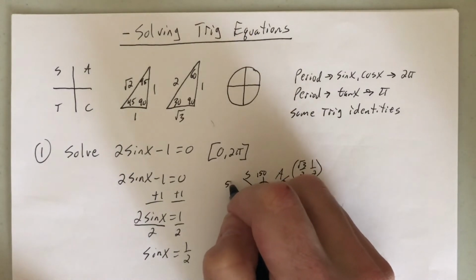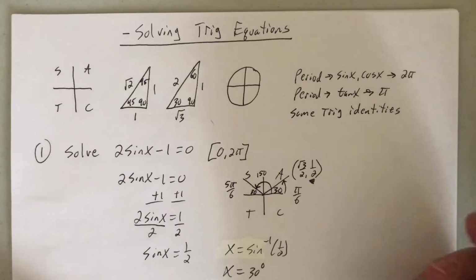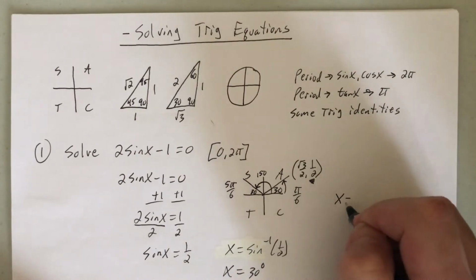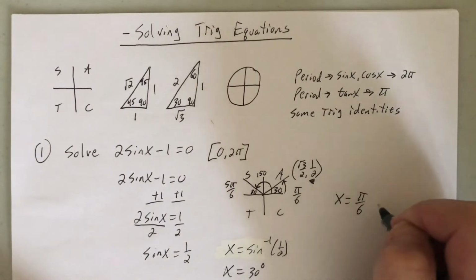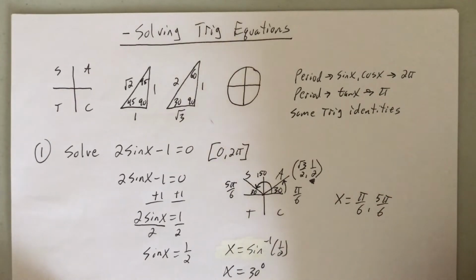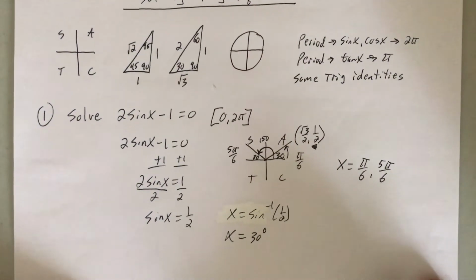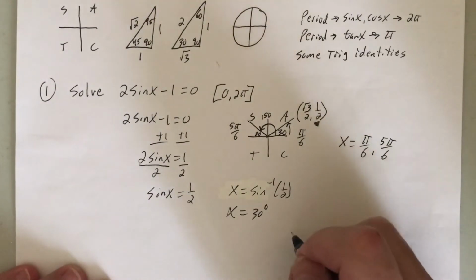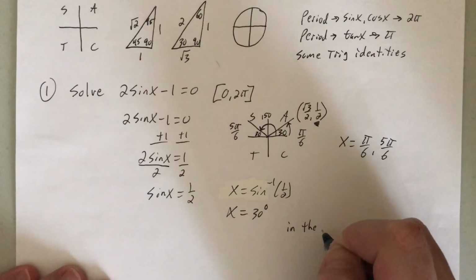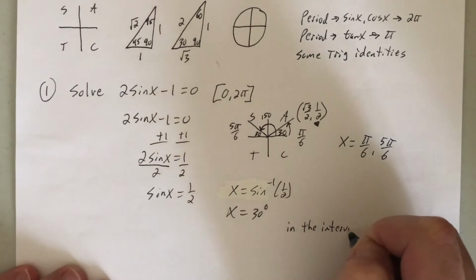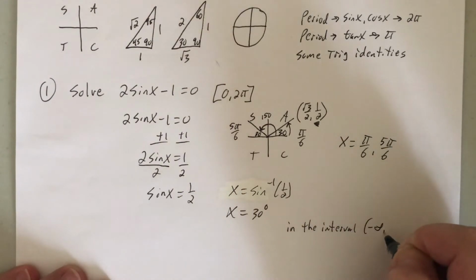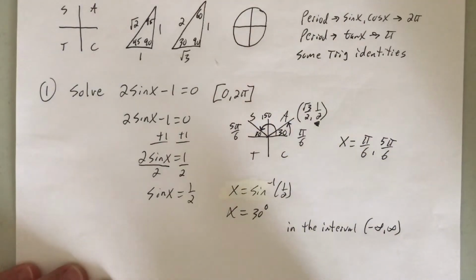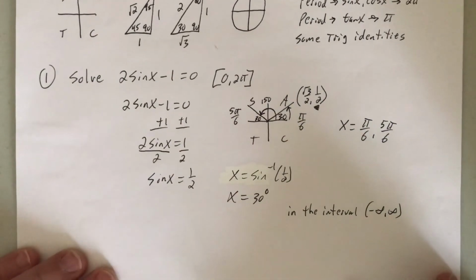and that would be 5 pi over 6 in radians. So x is equal to pi over 6 and 5 pi over 6. So now, if I wanted to change the interval, so let's move this up a little bit. So let's say that we want to find the answer in the interval from negative infinity to infinity. So that means we want all of the solutions.